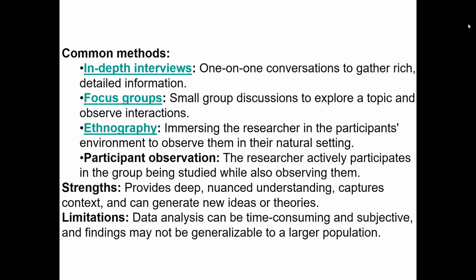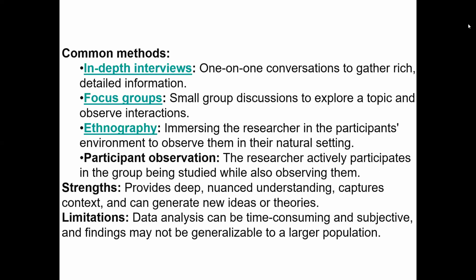Common methods: while you are doing this, you have to think about these four points. In-depth interviews, focus groups, ethnography. In in-depth interviews, it is one conversation to gather rich and detailed information. In the next slide, I have given the main points one by one on in-depth interviews and all the detailed information. So just for understanding, I have given this slide.